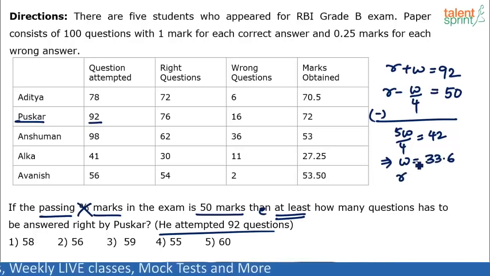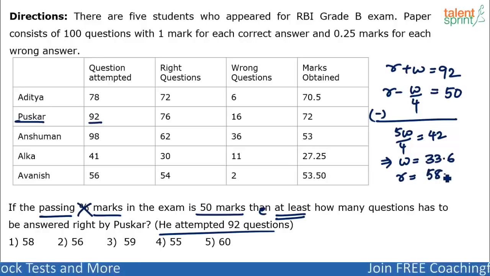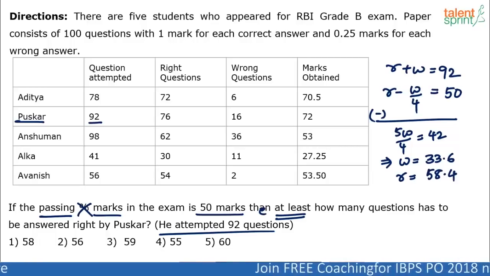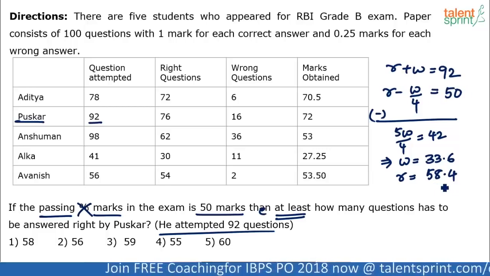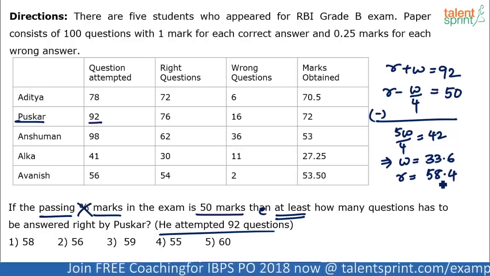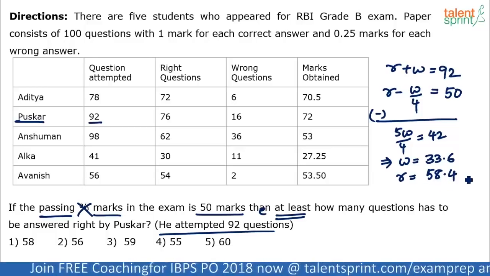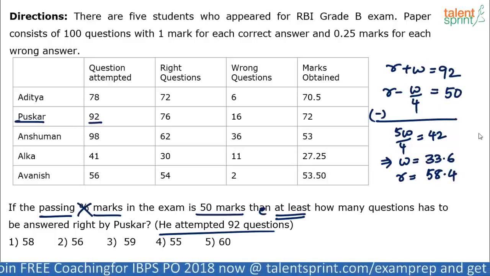But let's find out the number of right answers. Out of 92, 33.6 are wrong. So how many should be correct? If W is 33.6, R should be 58.4. So if you want to score exactly 50 marks, you have to answer 58.4 questions correct. If you answer less than 58.4, your score will reduce further.